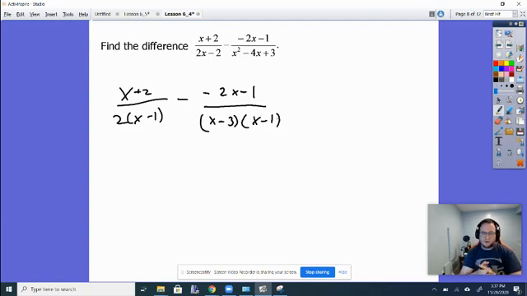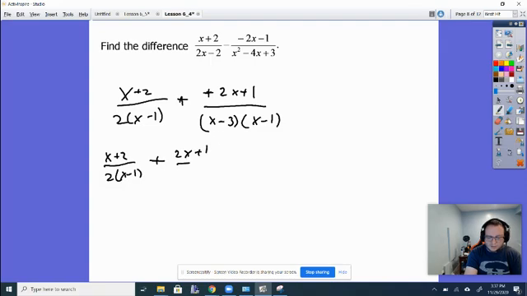Okay, now, trick you can use here. And you want to use it at this step or the first step, either works. If you're subtracting, you can just distribute that negative. So I can take this negative and distribute it to all the parts. And when I do that, it just changes all the signs. Okay, so let's rewrite this. X plus 2 over 2, x minus 1, plus 2x plus 1 over x minus 3. And now it's not subtraction, it's just addition. Okay, so a little pro tip for you there.